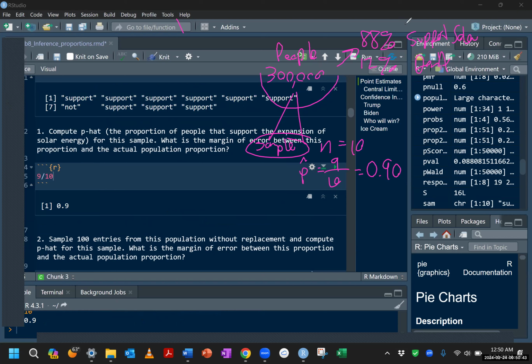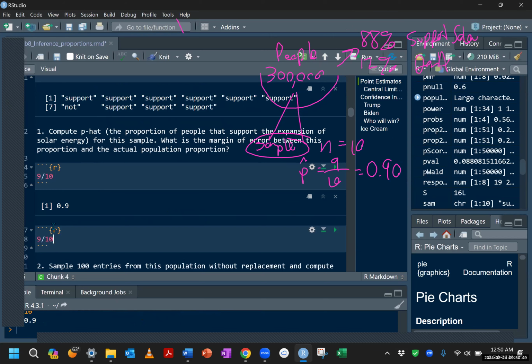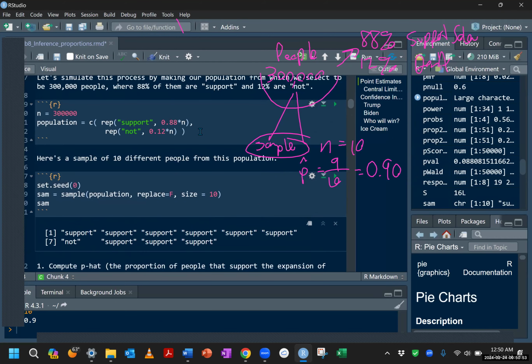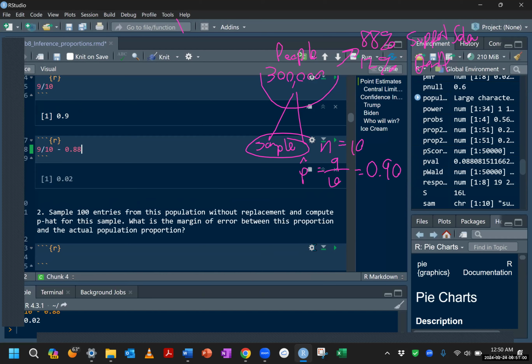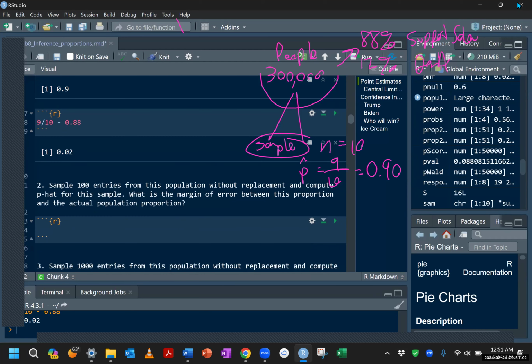Notice that's close to the actual proportion of the population, but there's a margin of error. So the margin of error will be 9 out of 10 minus what the actual proportion of the population was. We said 88%, 0.88. So there's a 2% discrepancy between what we sampled and what's going on in the population.